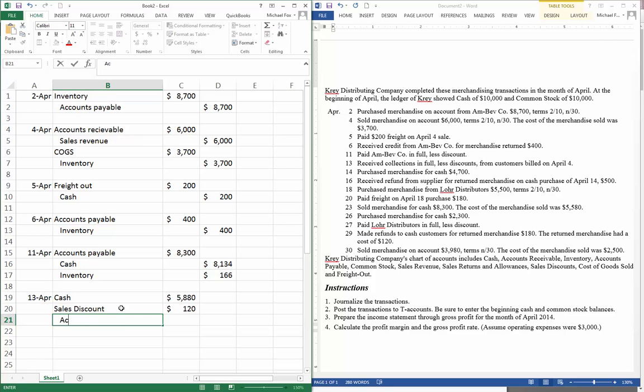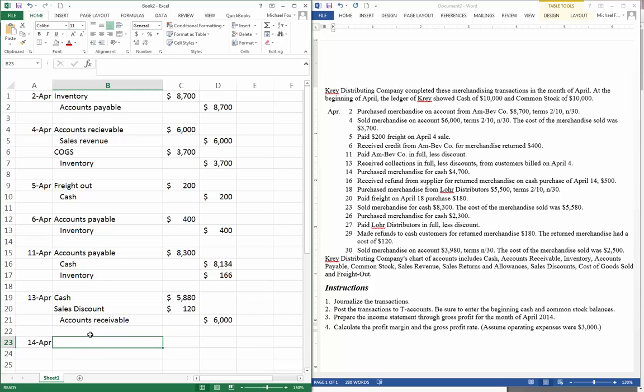And then our accounts receivable will go down by the full $6,000. If you're ever confused about this, you can just calculate the amount of discount and know that the accounts receivable goes down by $6,000 and that the transaction has to be in balance. So the difference between the accounts receivable and the amount that was discounted, the 2%, is the amount of cash you received. That's another way to look at it.